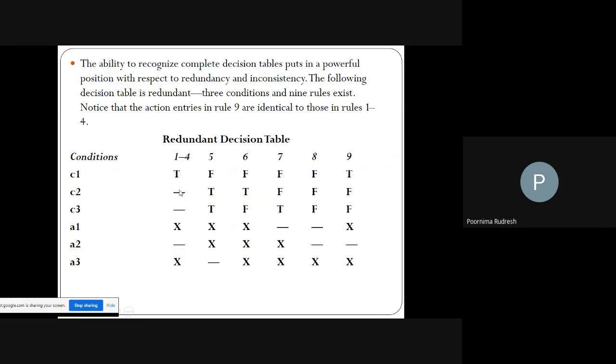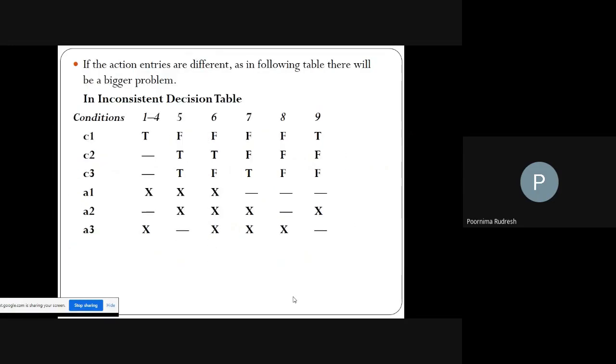Here also, don't care is nothing but not considered, so it is nothing but a false output, right? Similarly, for this one F, here it is don't care, but the remaining things are the same. For A1 it is X, for A2 it is don't care, and for A3 it is X. So here we are considering the redundant decision tables 1 to 4. When we refine that, we are going to eliminate the redundant rules or redundant test cases.